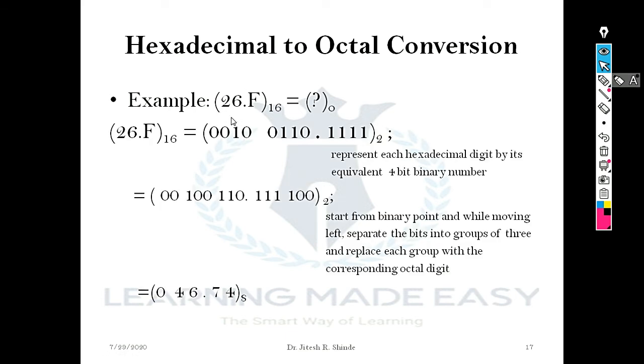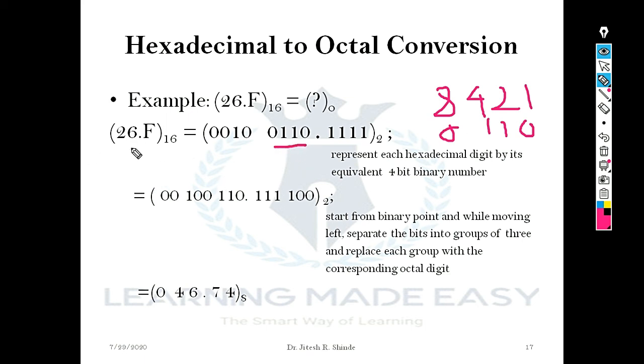The given hexadecimal number is an example of a mixed number. What is the integer part? 26. First, we are forming groups of 4. Represent each hexadecimal digit by its equivalent 4-bit binary number. So for 6, taking the advantage of the 8 4 2 1 code, 4 plus 2 means 6. So my 6 hexadecimal equivalent in binary will be 0 1 1 0. To convert a hexadecimal number to a binary number, we are taking the advantage of the 8421 code. So the answer for 6 is 0110.